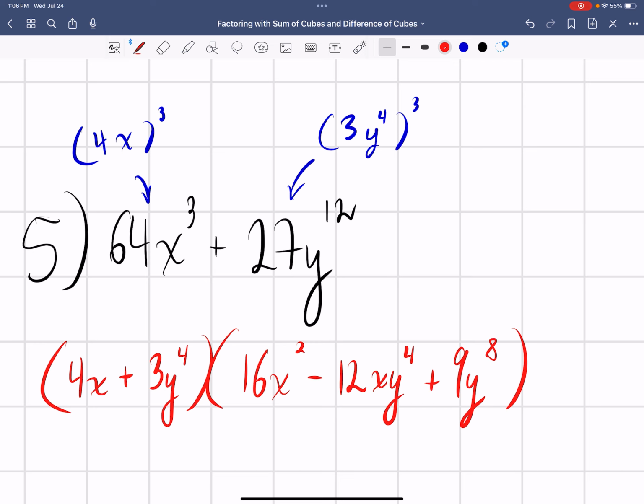So there you have it. That is how you factor using the sum of cubes and difference of cubes patterns or formulas.